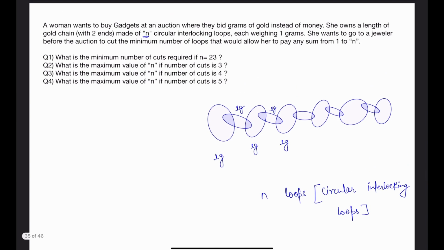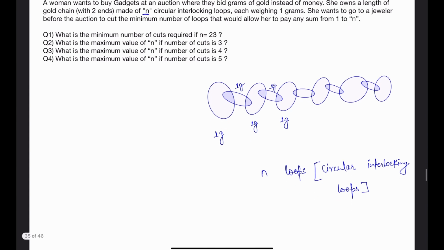Weighing 1 gram, she wants to go to a jeweler before the auction to cut the minimum number of loops that would allow her to pay any sum from 1 to n. Again, same kind of question: she wants to pay 1 to n, and she wants to cut the minimum number.